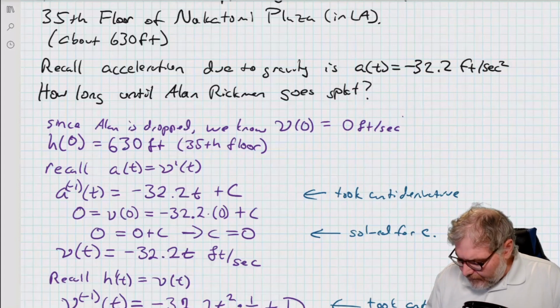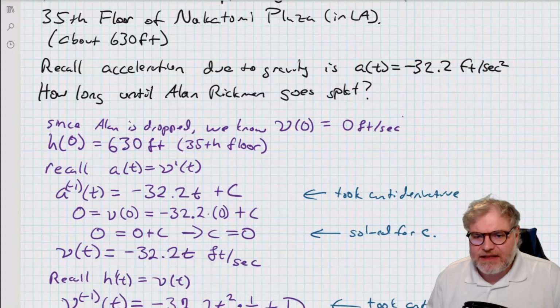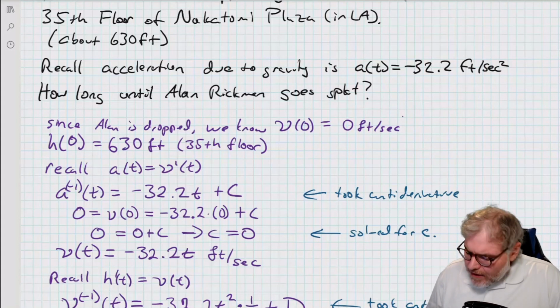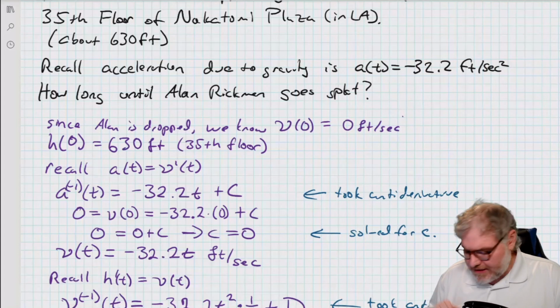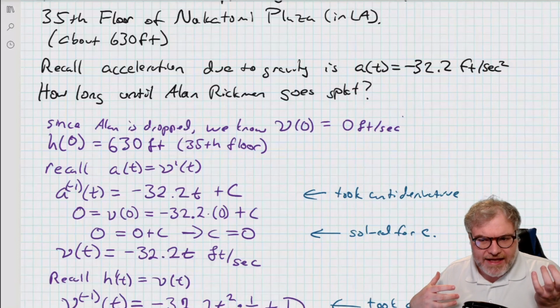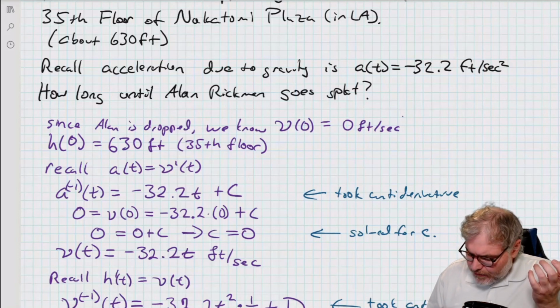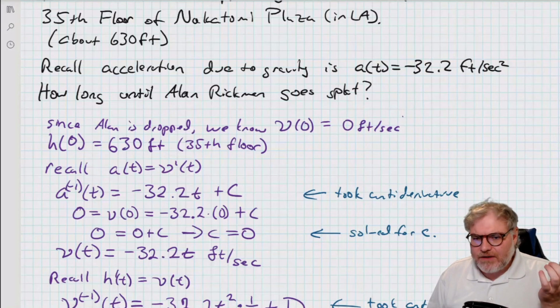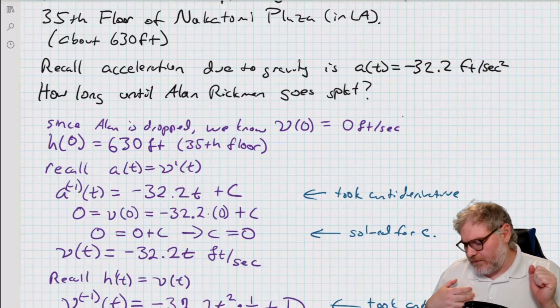Now, I've marked this A with a -1 in the corner here. I'll get to that notation in a minute, but this is one way of denoting the antiderivative. So the antiderivative of acceleration is -32.2t plus some c. Since his initial velocity was 0, I know that 0 is going to equal -32.2 times 0 plus the c. That gives me the c of 0. So that gives me a nice, easy velocity formula to work with.